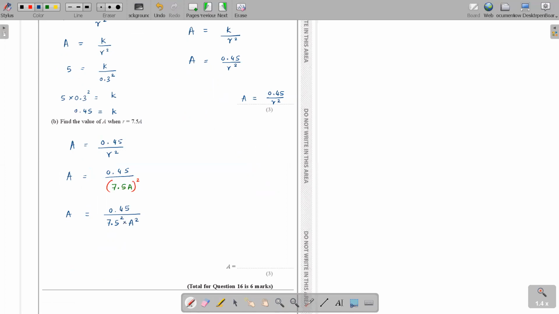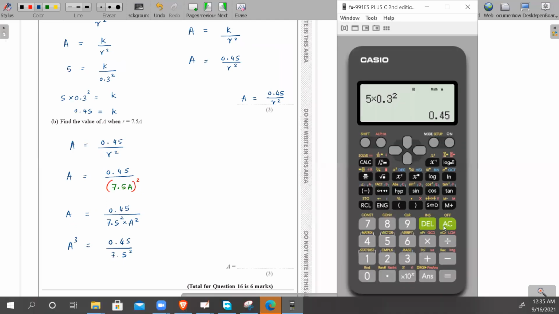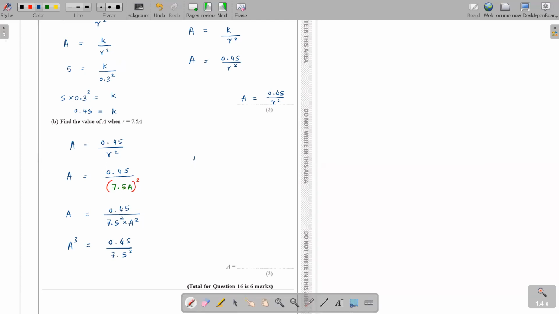I mean the 7.5, you could keep it down over here, right? You could bring the 7.5 times A squared, the whole thing, to the other side as a multiplication. But I want to keep all my A terms on one side, so I'll just bring the A squared only. A squared comes to the other side as a multiplication with A to give you A cubed equals 0.45 over 7.5 squared. When you work out 0.45 over 7.5 squared, that gives me 1 over 125. So A cubed is 1 over 125.